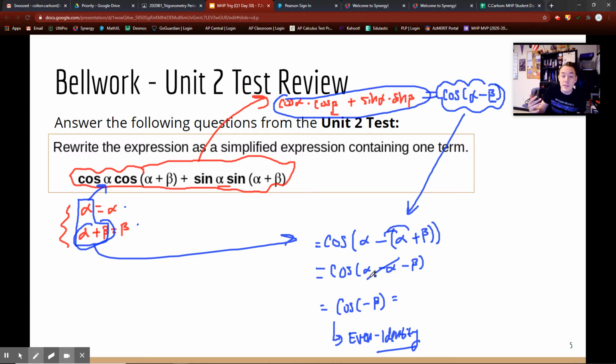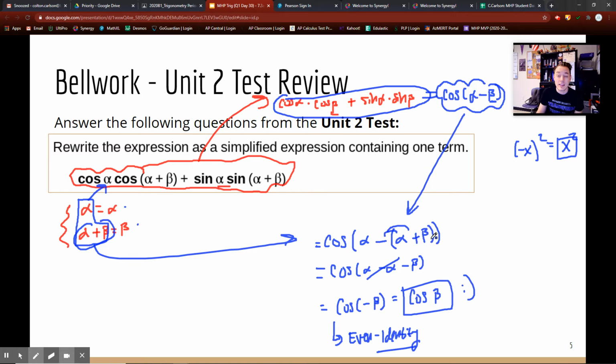Since cosine is an even function, what happens is it actually just goes poofy. Just like an even function, if I take negative x and then square that, what do I get? Just a straight up positive x squared. I just get the same function back without the negative. Same thing here. I get the same function back, cosine of beta, without the negative. That's my final answer. So that is probably the easiest way to do it.